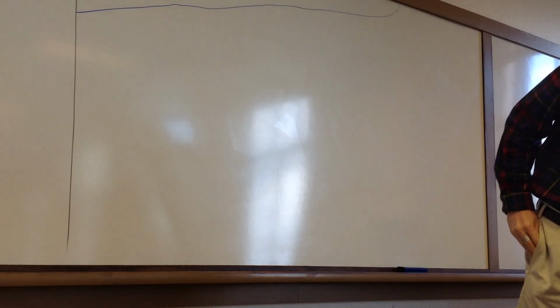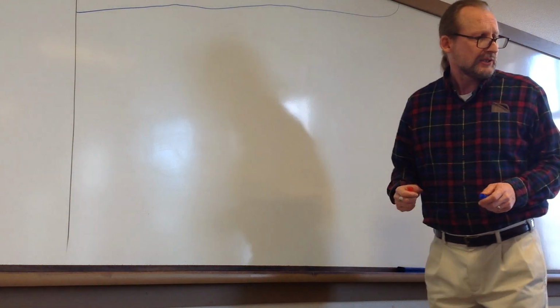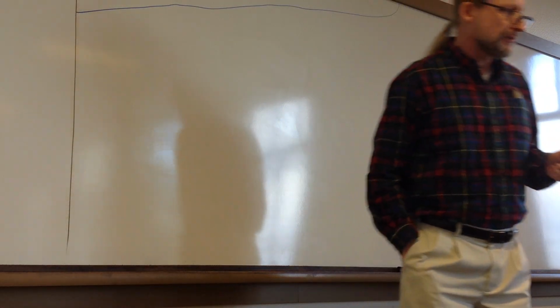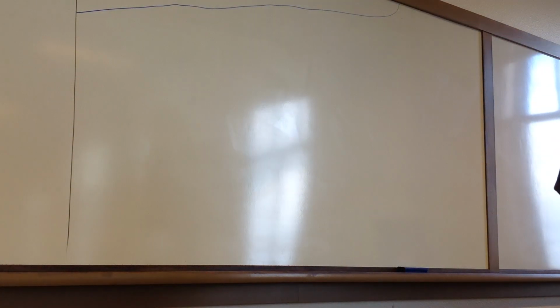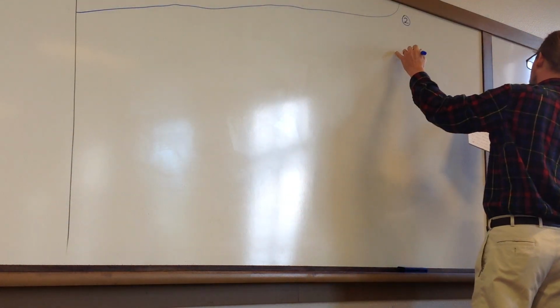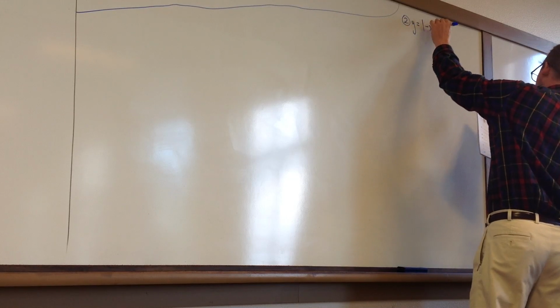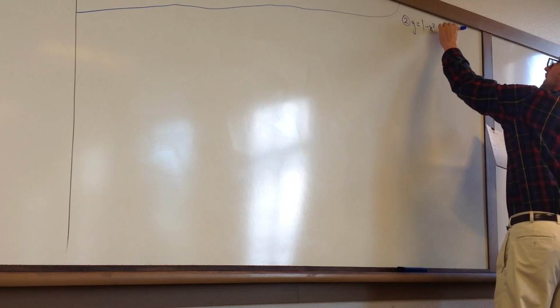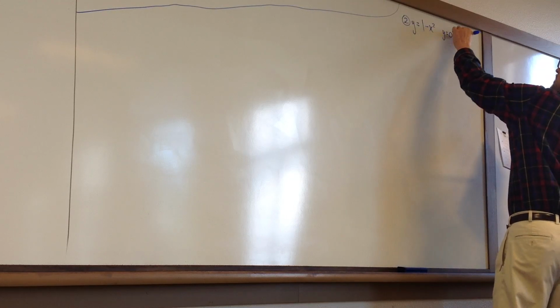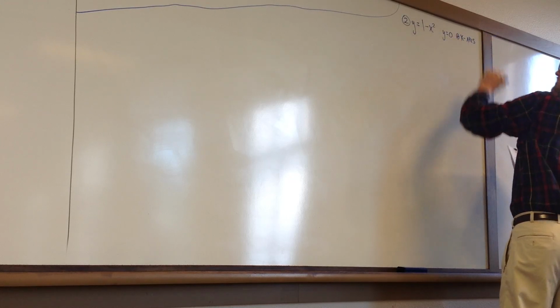All right, so let's see here. So the first example I want to look at is problem number 2 on this first handout. So let's write the problem down here. We've got the function y equals 1 minus x squared, and the line y equals 0, and we want to rotate this around the x-axis.